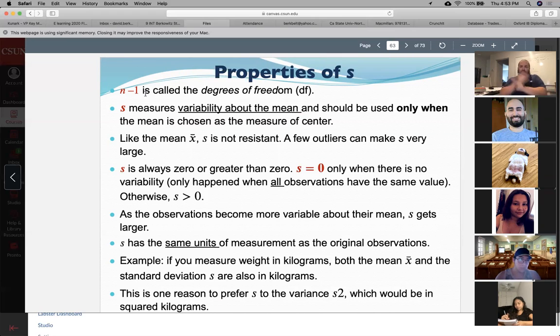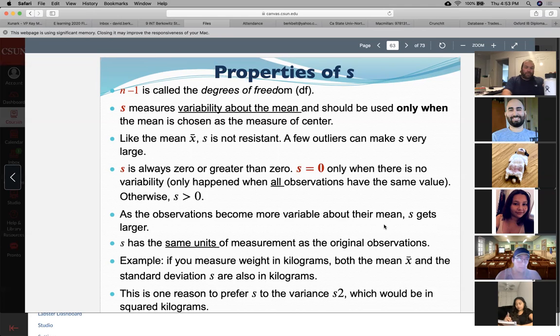They do not overlap. Like the mean X bar, S is not resistant. A few outliers can change it considerably. S is never negative because you're squaring things, adding them, and square rooting. So you're never going to have negative, but it could be 0 if every value is exactly the same. The more variable, S gets larger. Makes sense. S has the same units as the original. So if you're measuring something in feet, the standard deviation will also be in feet.